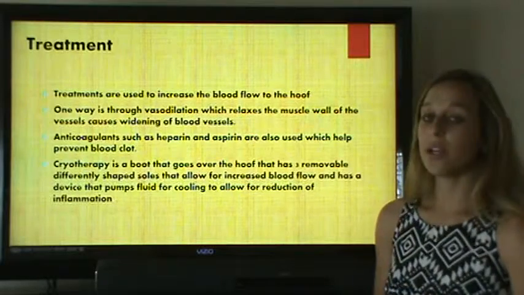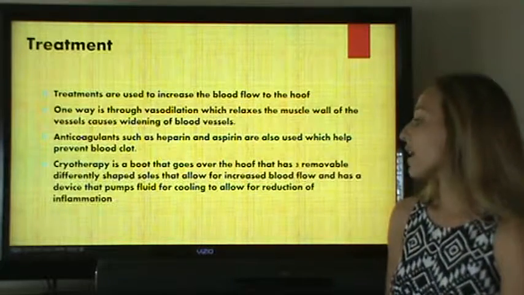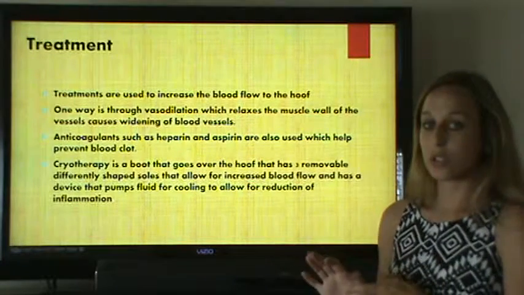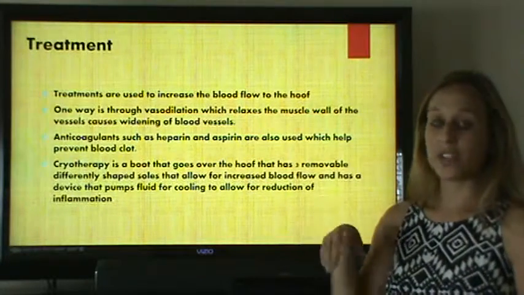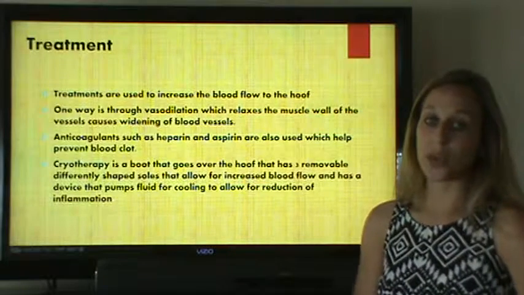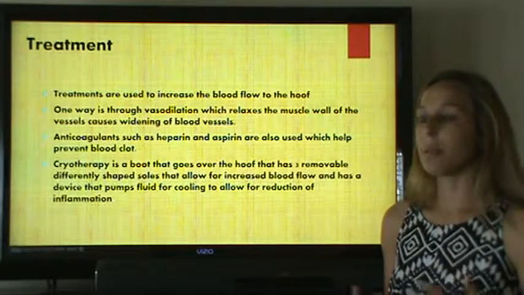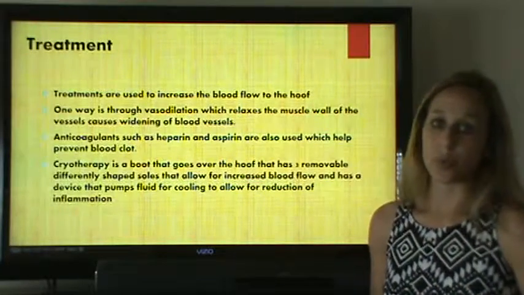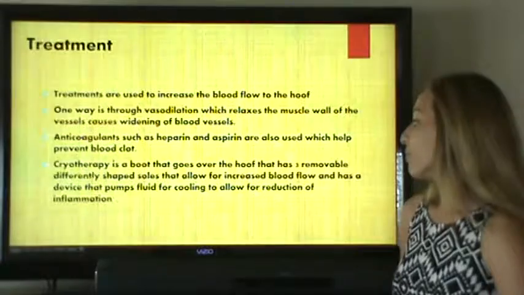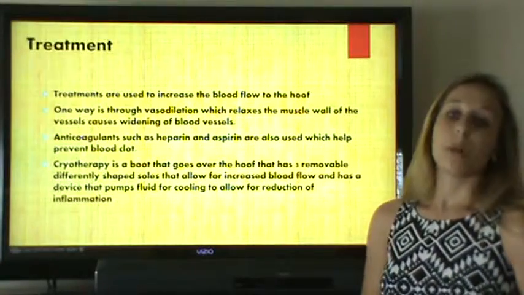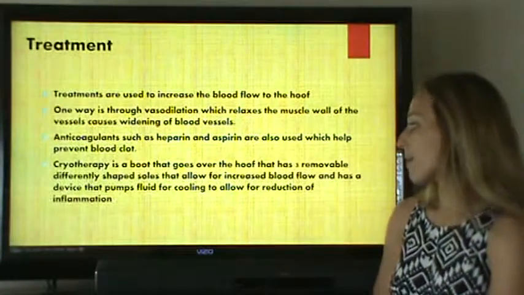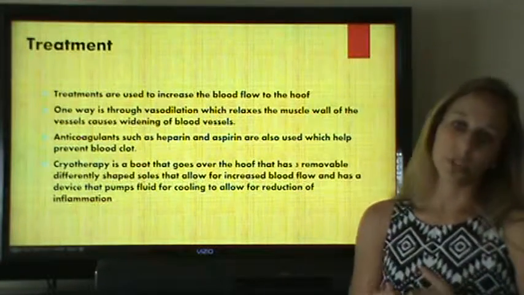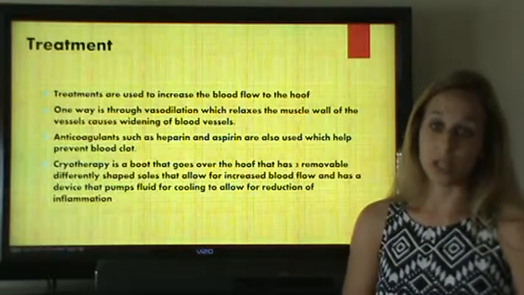And then they have cryotherapy, which is a boot that goes over the hoof, and it has three differently shaped soles that allow for increased blood flow. They have different angles. One's at a 10 degree angle, they have one at 20 degrees, based off of the severity of the laminitis that the horse has. And then these boots also have a device that pumps fluid around the hoof to allow for cooling to try and reduce the inflammation in that hoof.